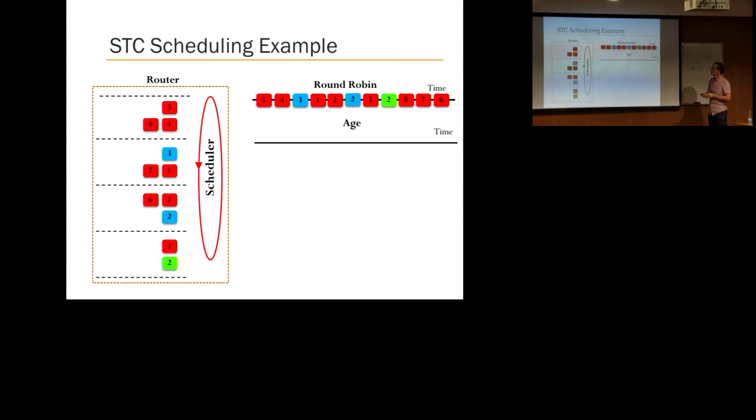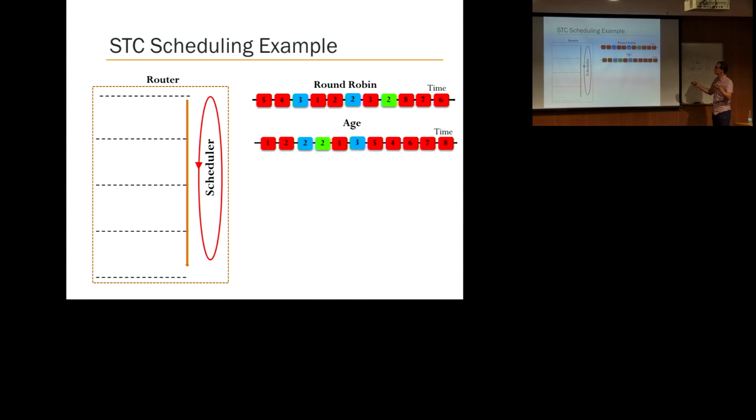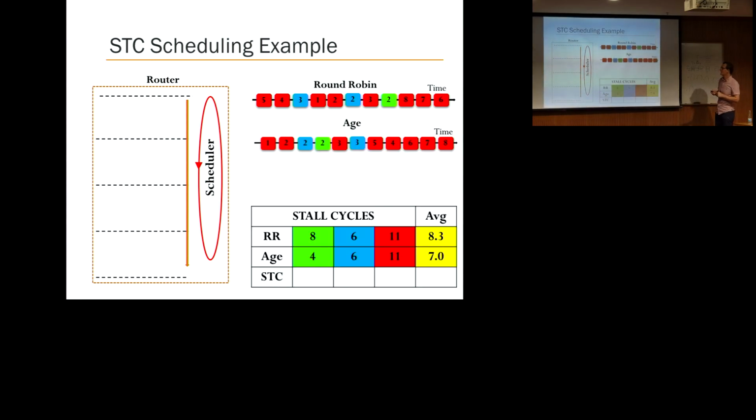If you do age-based scheduling, it means whenever a packet is injected, you have a timestamp, and based on that timestamp, you order things. So what is age-based? This has a timestamp 1, so it gets scheduled first. This has a timestamp 2. This also has 2. This also has 2. And this is how you schedule things. Now, if you do that, that's a bit better, but the average is still pretty high. You get 4, 6, 11. So it only helps the green application.